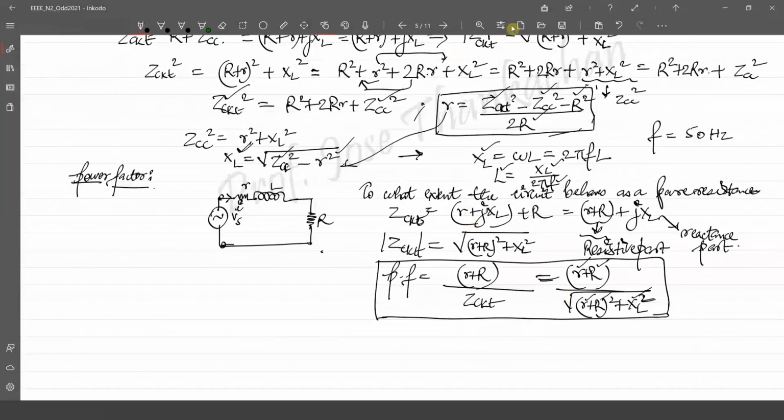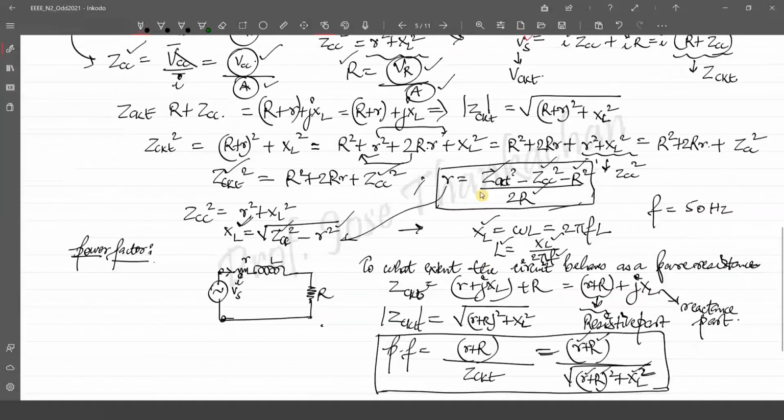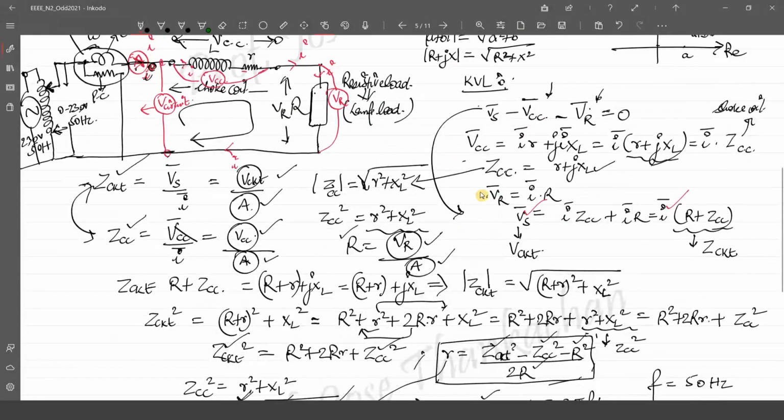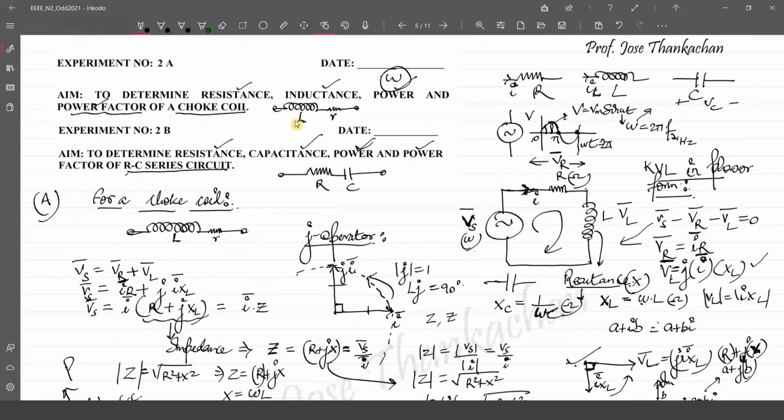So this is the first part of your experiment, where for this given choke coil, you had to determine the R, L, power and power factor. Right. Now the same thing you have to do for an RC series network also. There, instead of a choke coil, we'll have a capacitor connected. So let me show you the manual readings that we have to take.